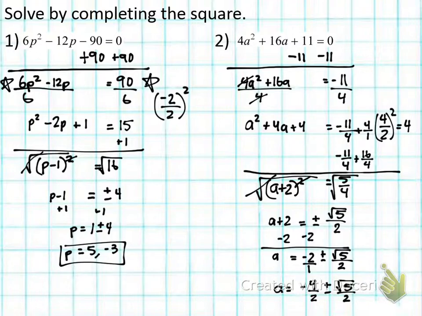And when you're at that point, you can combine them. So let's do this last step. A is equal to negative 4 plus or minus rad 5 all over 2. Okay, that's it. So the second one's a little bit harder. Still the same concept. Any questions on numbers 1 or 2?